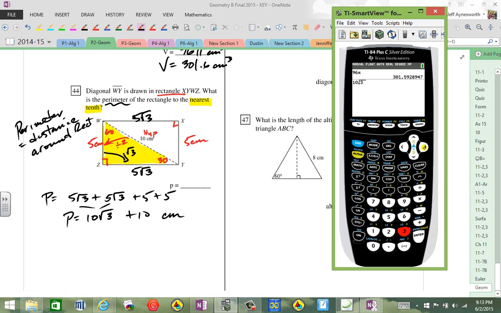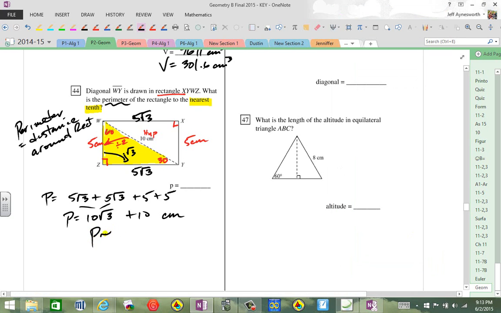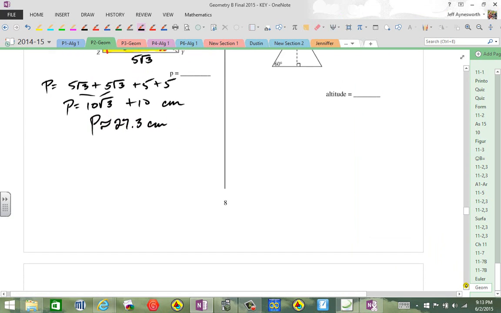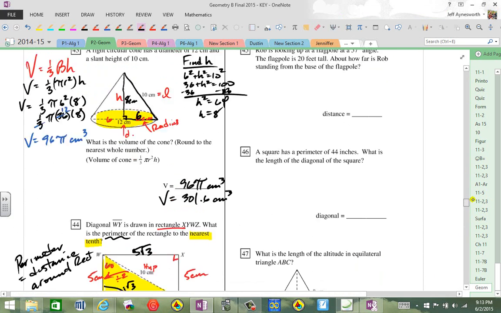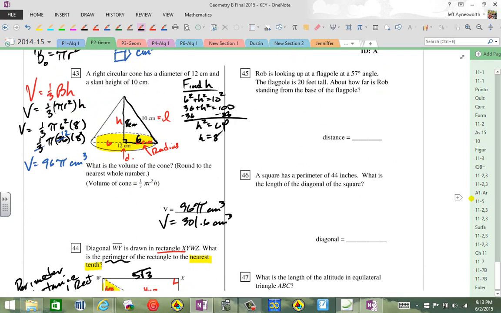All right, and on this calculator, you have to get outside the radical symbol and then add 10. All right, so it's about 27.3. So the perimeter is approximately equal to 27.3 centimeters all the way around. That's all there is to it. Piece of cake.